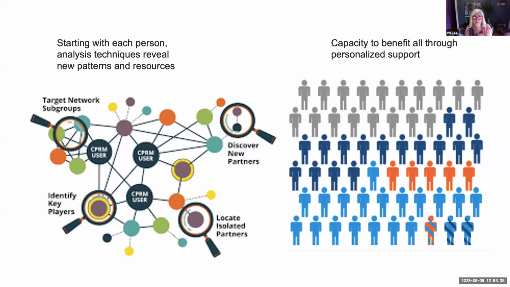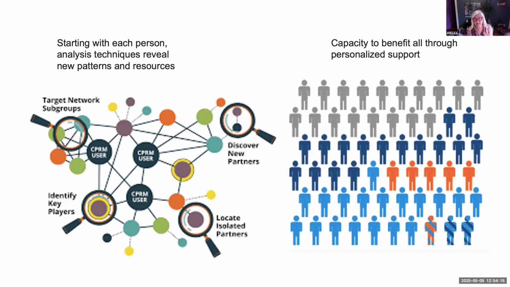So our work starts with each person, and we use a number of different tools and analysis techniques to look at those patterns and resources that combine in this network of care. And then we look at that capacity to explore those patterns and see how not just that personalized individual can benefit, but how it plays out at those group and population and systems level.